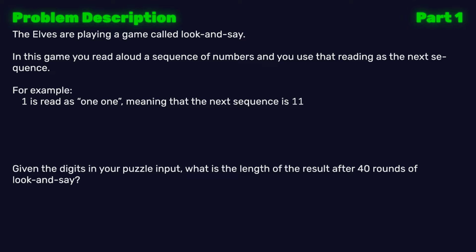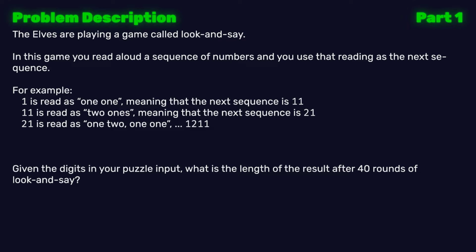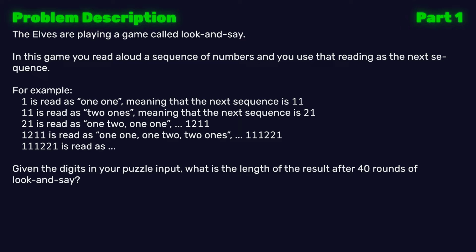For example, 1 can be read as 1-1 because there is only a single 1. Now, according to the rules, the next sequence then is 1-1. If we see the sequence 1-1, then this is read as 2 1s, so the next sequence is 2-1. 2-1 then is read as 1-2, 1-1. The next sequence then is read as 1-1, 1-2, 2 1s, and so on.